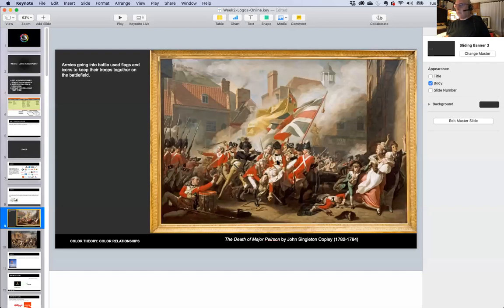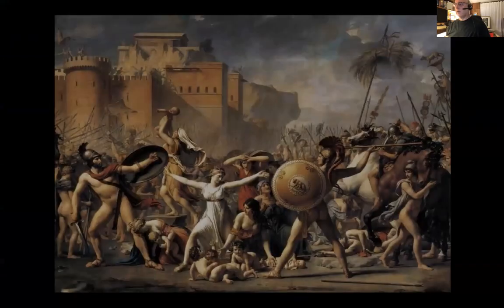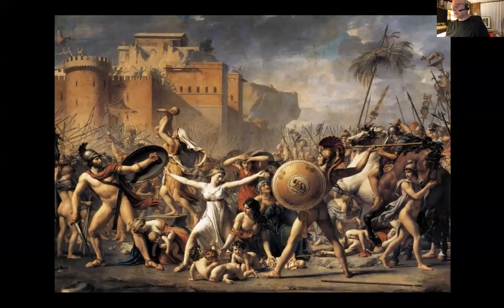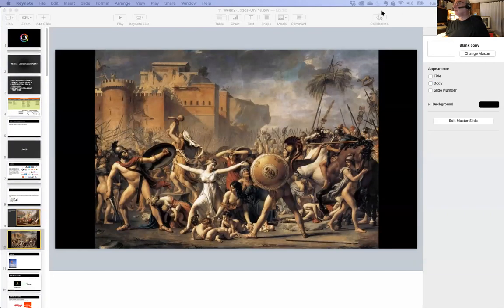So logos and branding are tribal in a way. They group people together for good or evil. You see the logo in this painting by David? I've got to bring up my chat window again. The one on the shield? Yes, on the shield. Anybody know what that is? Ryan says a bear.